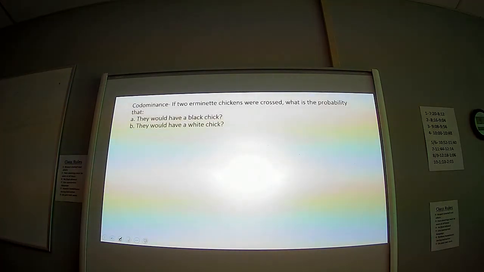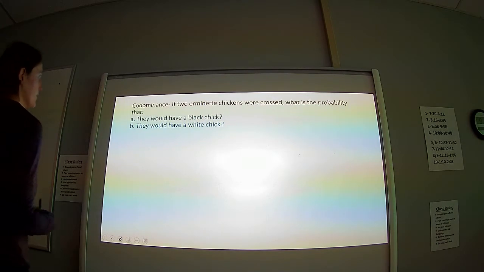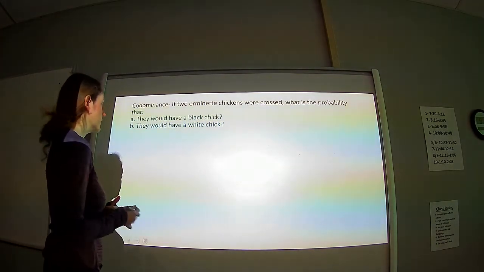Codominance. And I'll tell you if something's going to be codominance or incomplete dominance. Otherwise, just assume that it is the regular kind. If 2 erminite chickens were crossed, what is the probability that they would have a black chick or that they would have a white chick? Erminite chickens are ones that have both black and white fur in them.